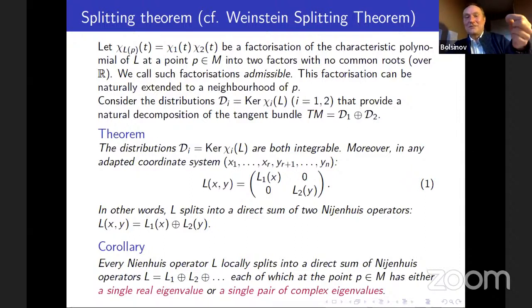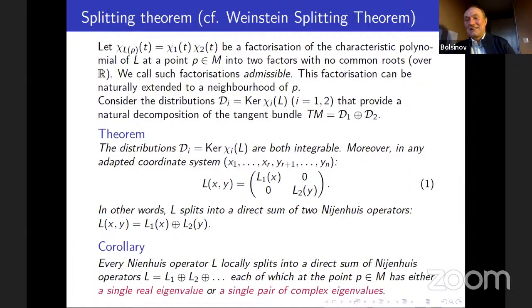If you have such a factorization at one single point, then you can represent your operator by splitting it into two blocks: one block that has the first factor, chi1, as its characteristic polynomial, and the other that has the second. This is just to say that if we divide eigenvalues into two groups, then they live independently at a given point.